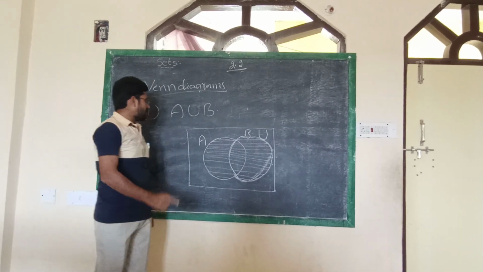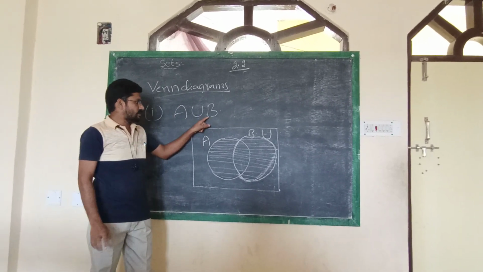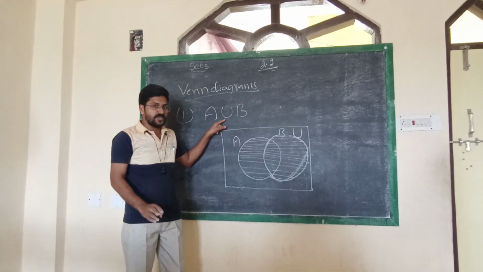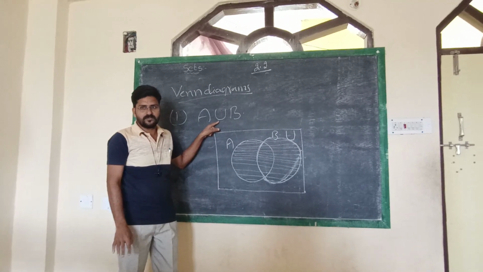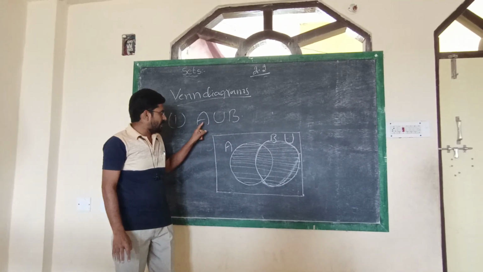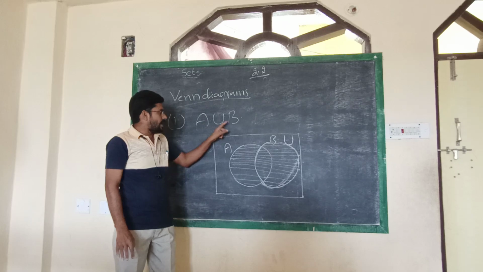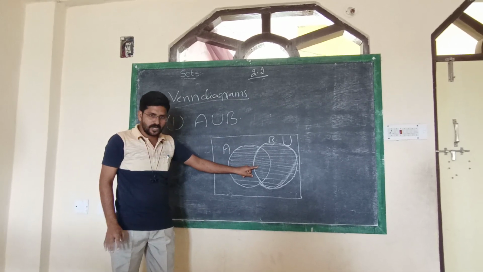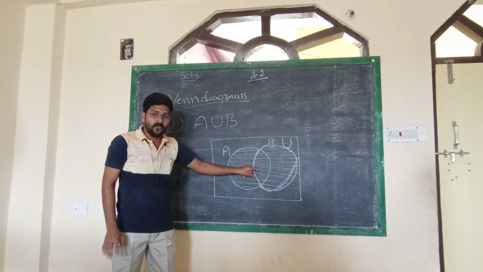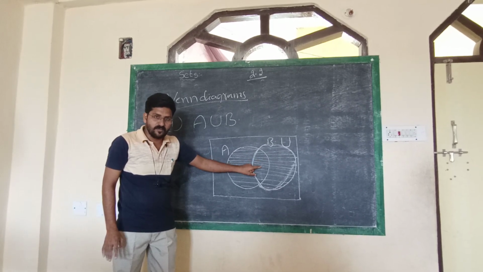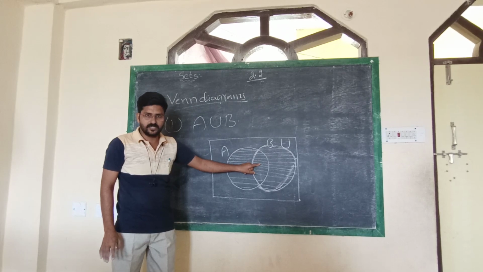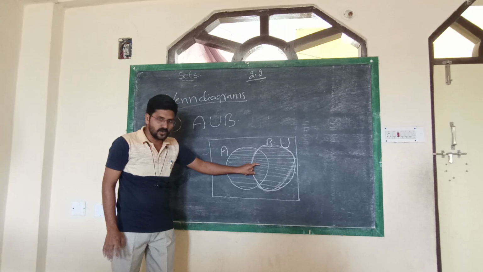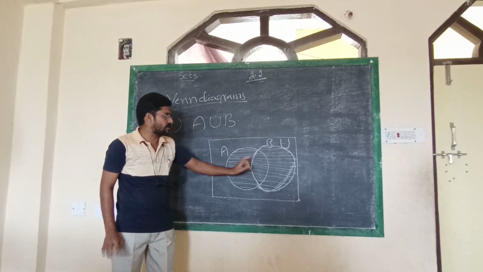One more time, look here. A union B. Set A, set B. This is A. This is B. So here union is there. Union means we have to take together, that means the elements of A and the elements of B, we have to take all the elements. Sir, what is this overlapping? Overlapping means which numbers or elements are common in the two sets. Those elements we can represent in this part.